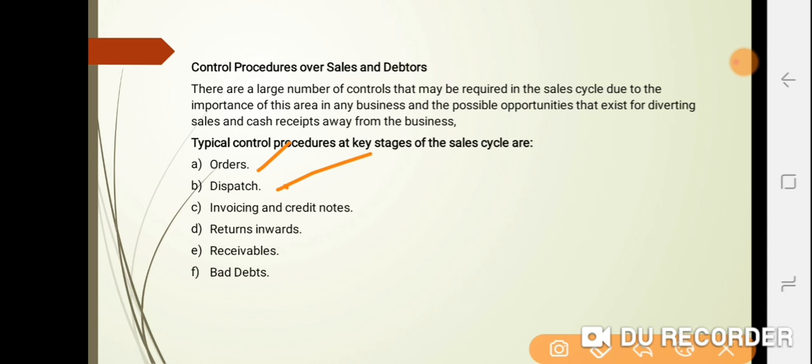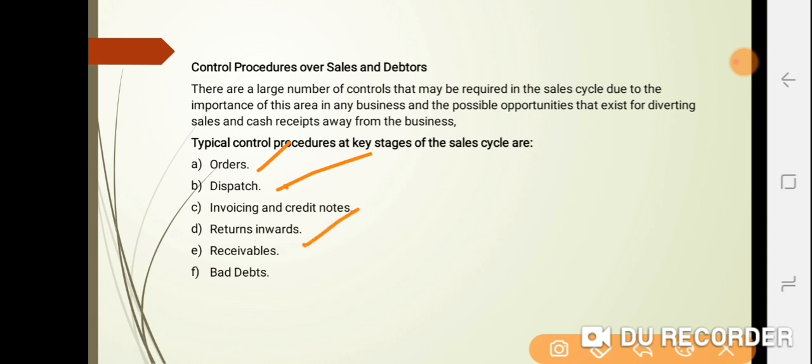Then cancelled invoices should be signed by the responsible officials. Each invoice should distinguish between different types of sales and, if relevant, different rates of VAT or sales tax. Any coding of invoices should be periodically checked independently. So this is all with respect to invoicing and credit notes.